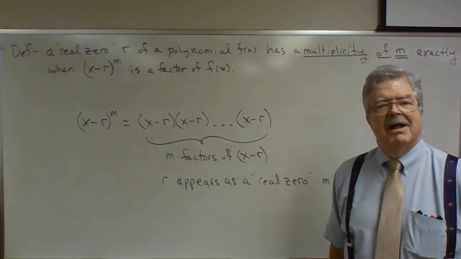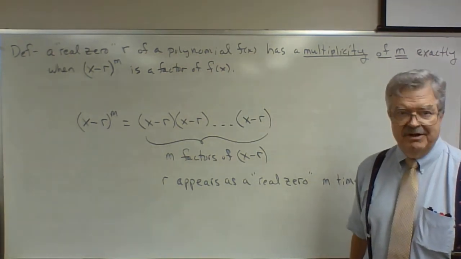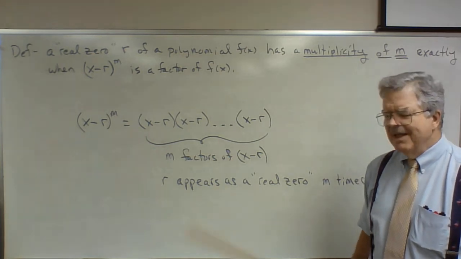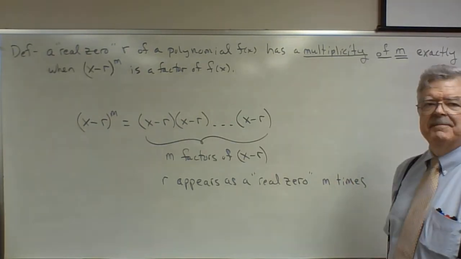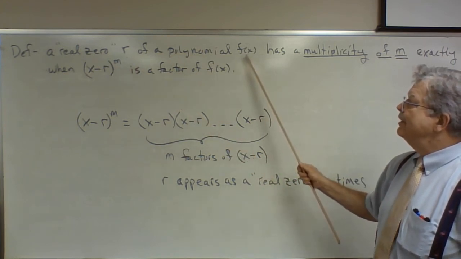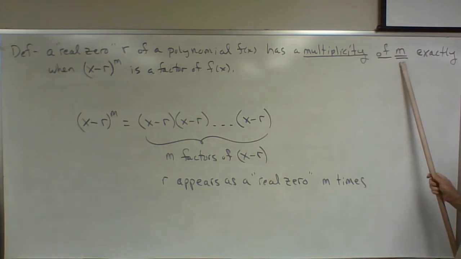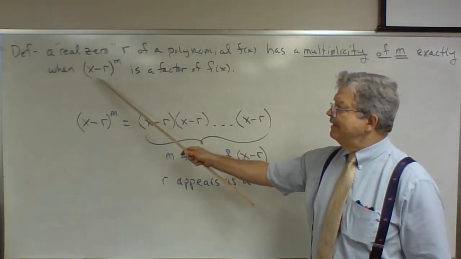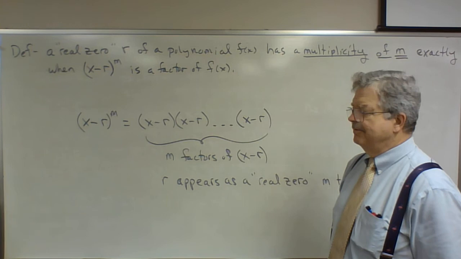Still speaking about polynomials, we're now going to talk about the multiplicity of roots. What did I just say? Don't worry about it because I have it written right up here. A real zero r of a polynomial f of x has a multiplicity of m, where m is a positive whole number, exactly when x minus r to the m power is a factor of f of x.